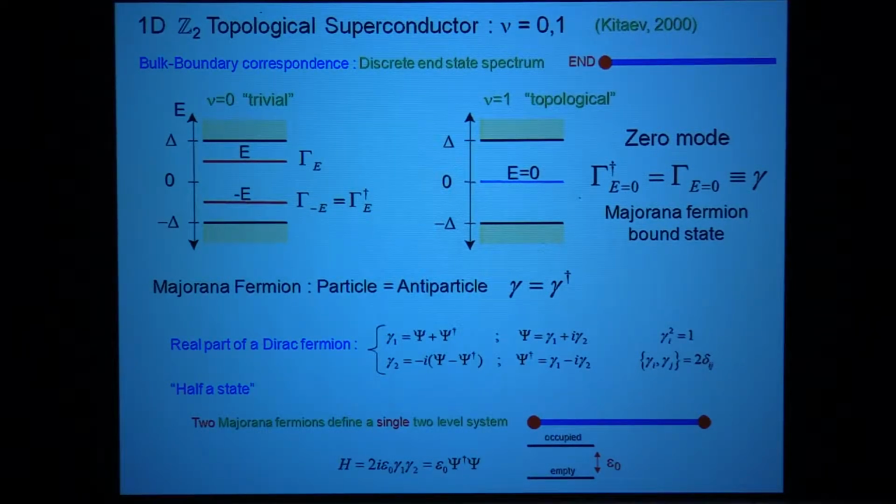And as Shivaji explained yesterday, we can think about this Majorana fermion as being like the real part of an ordinary Dirac fermion, which can either be occupied or empty. Okay, and so two of these Majorana modes define a single Dirac fermion. So for instance, if you have a one-dimensional topological superconductor, you're going to have a zero mode at both ends, and those zero modes define a single Dirac fermion, which defines two states.